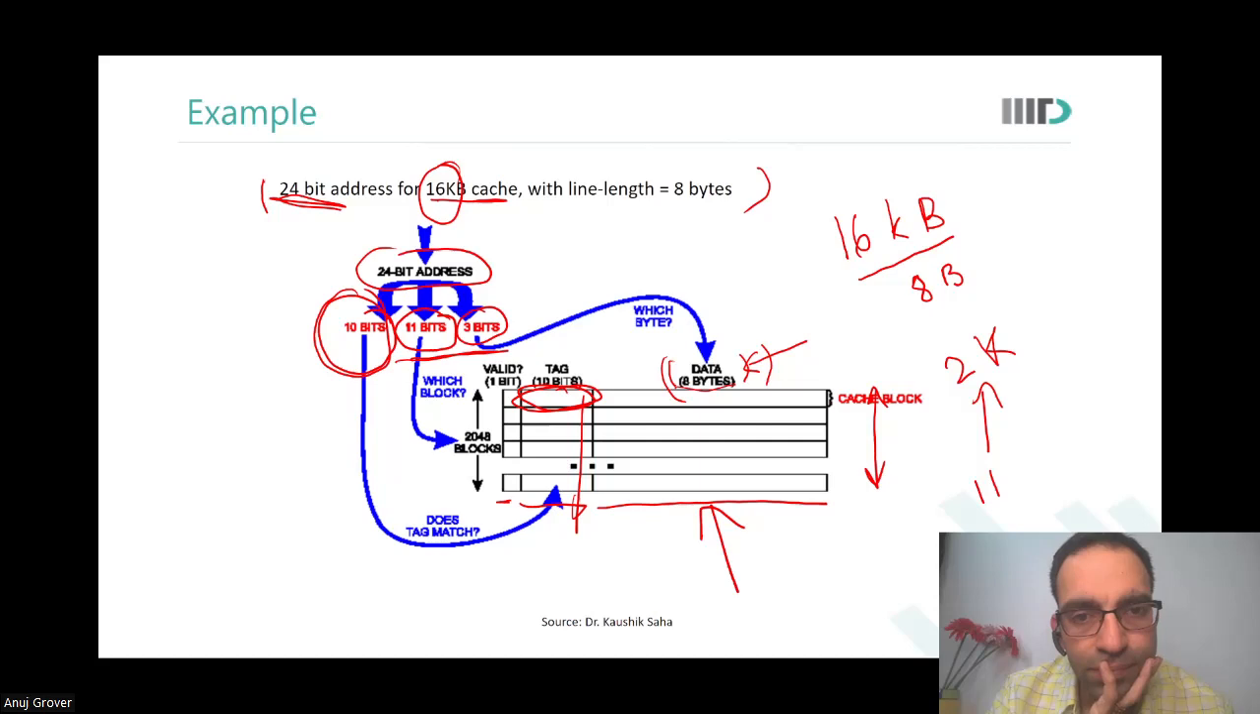Like, am I right that in set associative, we only know in which set the data would go and then we match the tag in every line of that set. But we don't know in which line the data is. Yeah, we will see. We will just see. Don't worry.